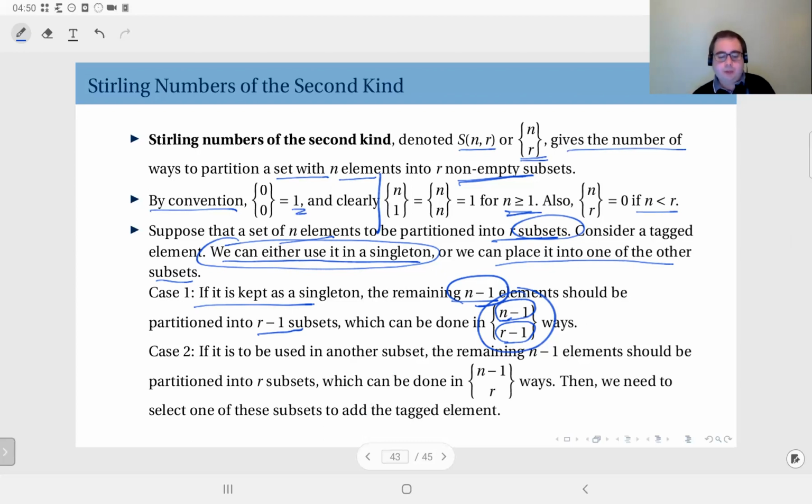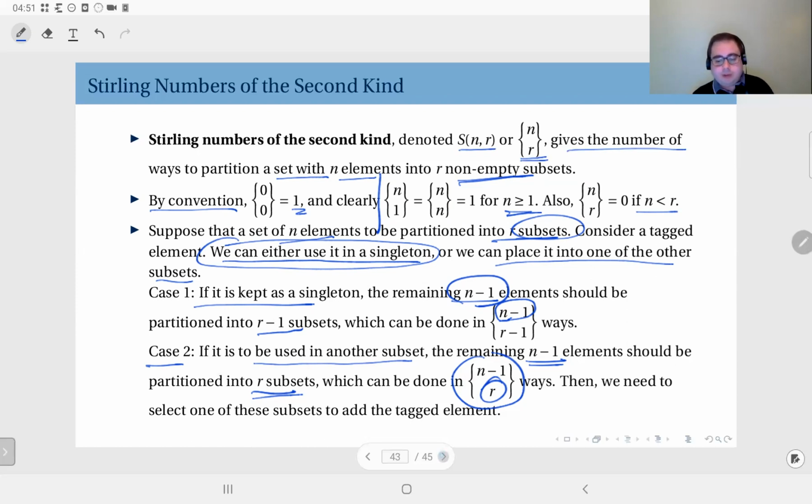And when I add the specific element I selected as a singleton, then I will have n elements and r non-empty subsets. Or case number 2: if the specific element is to be used in another subset, not as a singleton but alongside other elements, then the remaining n minus 1 elements should form a partition with r subsets, because with this specific element I'm not going to form a new subset. Therefore, the remainder n minus 1 should have formed already r subsets. The number of ways to do that is n minus 1 subset r. Then I'm going to choose one of them. There are r subsets, right? I need to select one of them to place this specific element into.